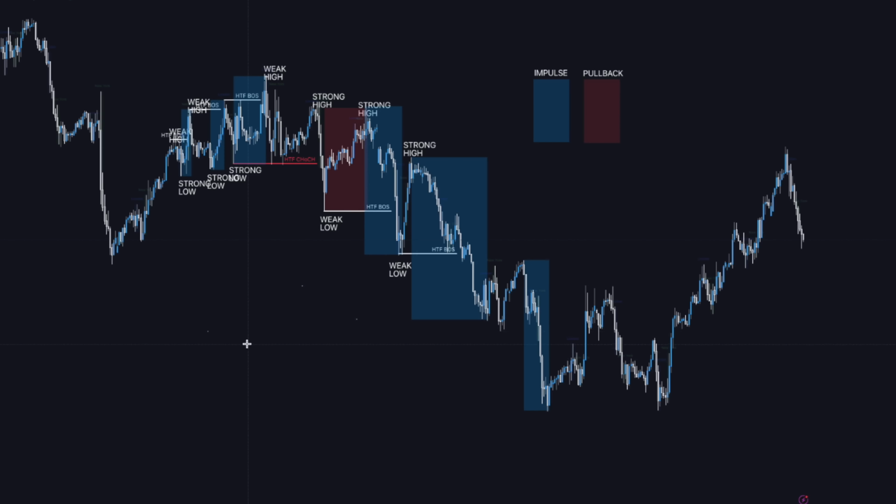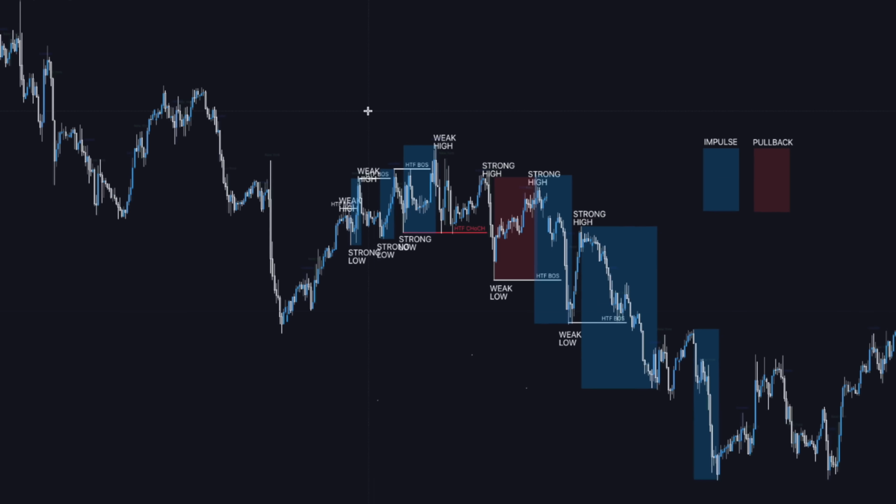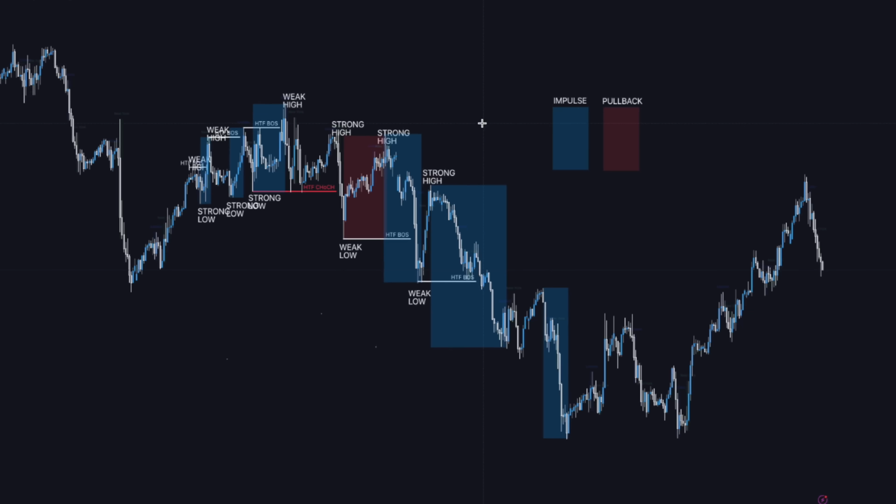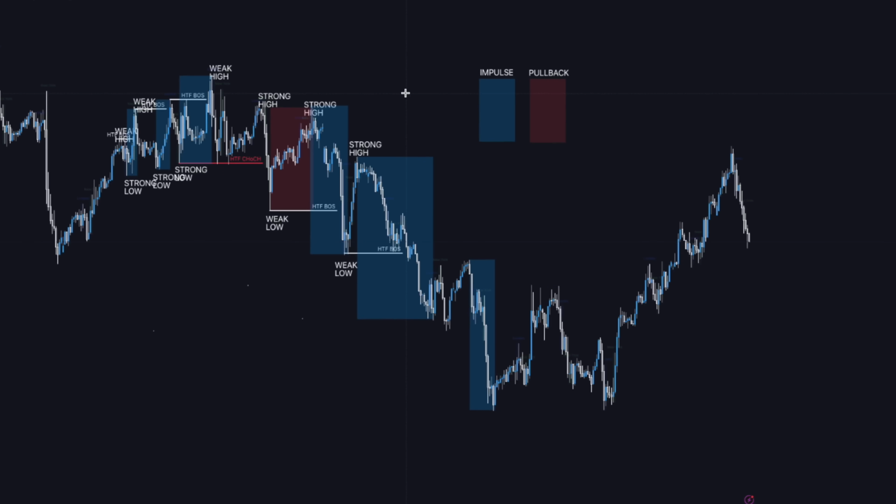Okay, so now that we've identified the impulse and the pullback, what we really need to understand is how price really rebalances in the markets. And that means mapping premium areas, discounted areas, and especially liquidity as well. Because here's where most traders get stuck. They know the overall direction. We can clearly see over here that we are in a higher time frame downtrend. But the problem they find is actually executing in the markets.